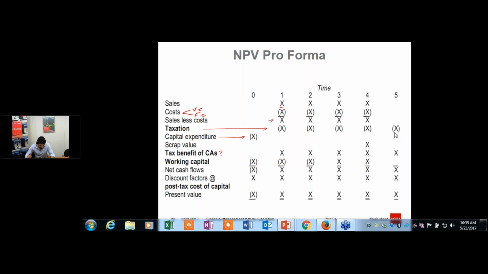VC is a variable cost and FC is a fixed cost. Yes, usually they both will be deducted. Zirek, we'll discuss why it is negative at start and why it is positive at the end. In the next question that we're going to solve, we'll discuss it.